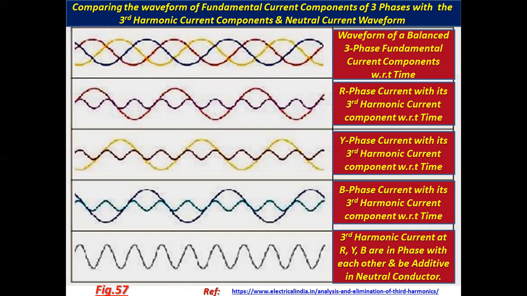Comparing the waves of the components of 3 phases with the third harmonic current components and neutral current waveforms. Waveform of a balanced 3-phase fundamental current components with respect to time. Then R phase current with its third harmonic current component with respect to time. Next, yellow phase current with its third harmonic current component with respect to time. Then blue phase current with its third harmonic current component with respect to time. Third harmonic currents at R, Y, B are in phase with each other and are additive in the neutral conductor.